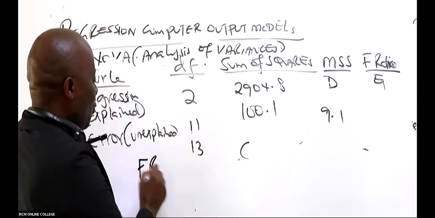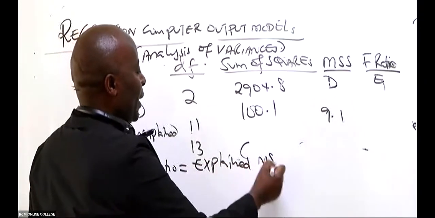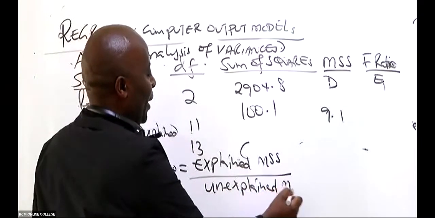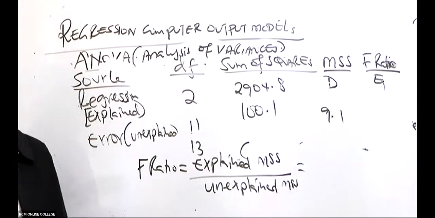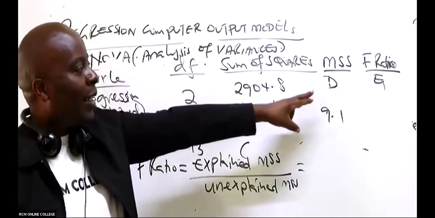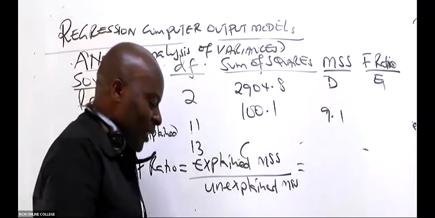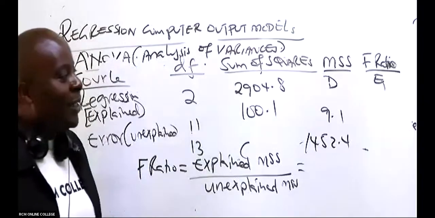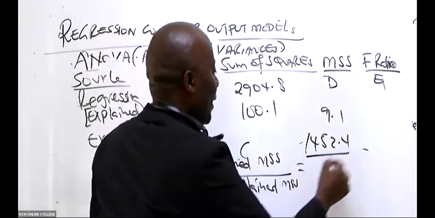To get the F ratio, we normally take the explained MSS all over the unexplained MSS. Explained means sum of squares. So it is this divided by this. I rubbed mine, but I remember it was 1452 something. 14.4, thank you so much. So this MSS for explained variance divided by unexplained MSS, which is 9.1.